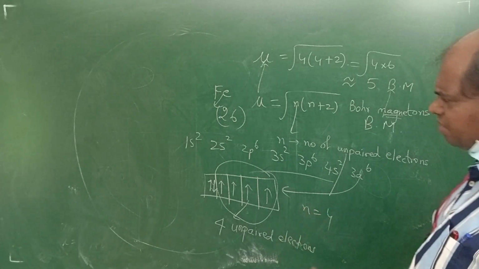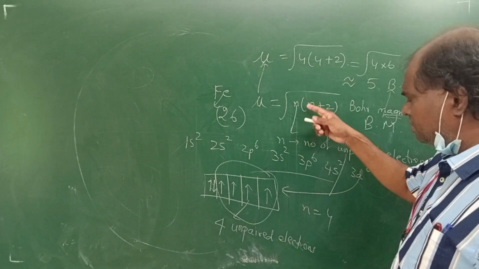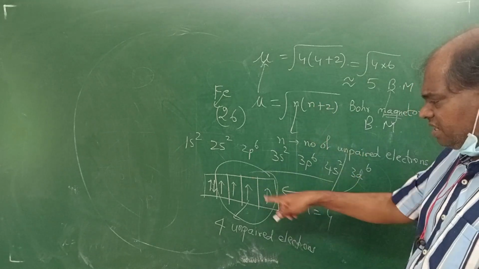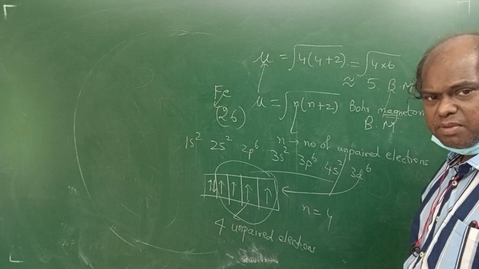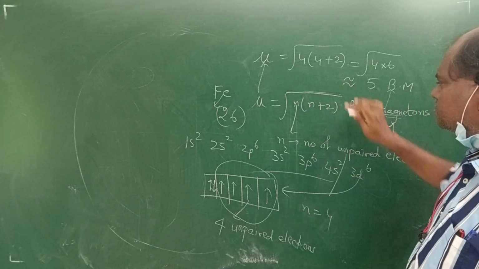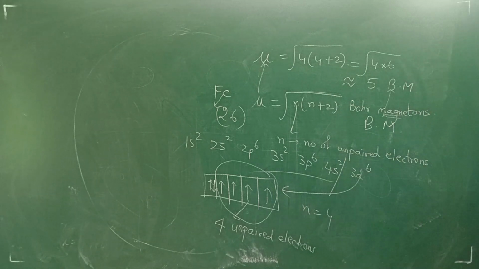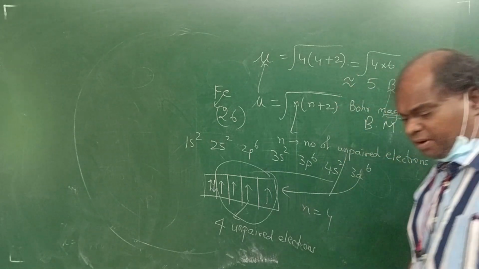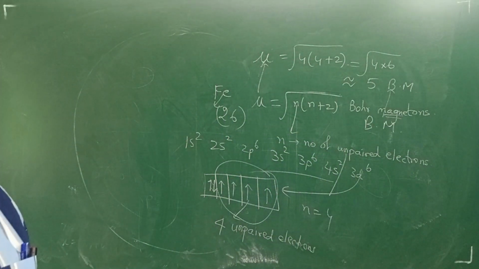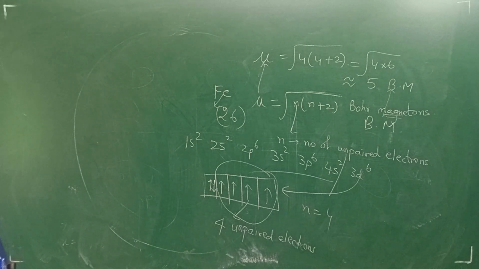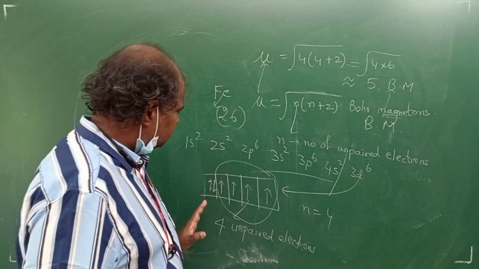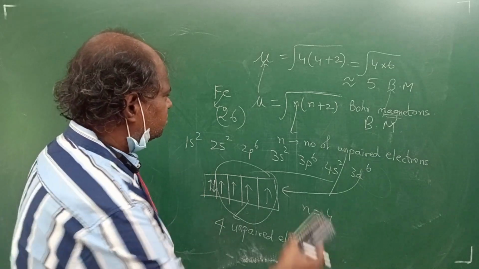So students, for any atom you can do it. No problem. You just require the number of unpaired electrons, right? How many unpaired are there? You just draw the box diagram, and you will get the number of unpaired electrons. Once you know the value of n, you can calculate. The more the number of unpaired electrons, the more magnetic, right? So iron has got a very high value, 5 Bohr magneton. I hope you are getting this. Let me give you some other elements now.